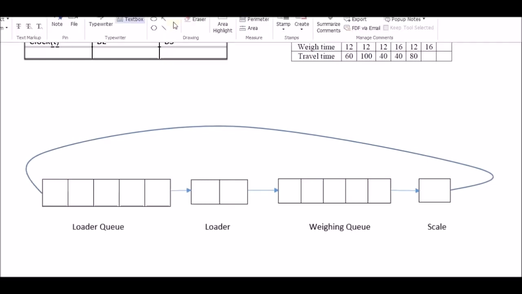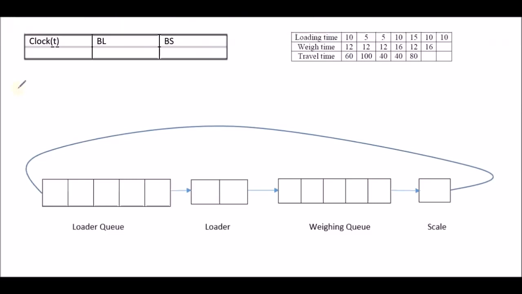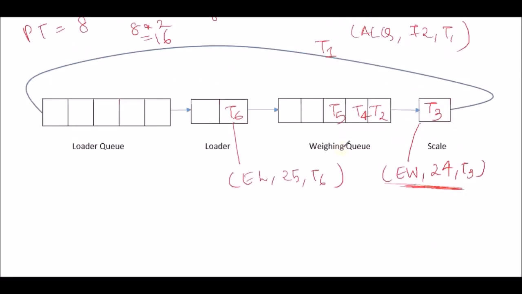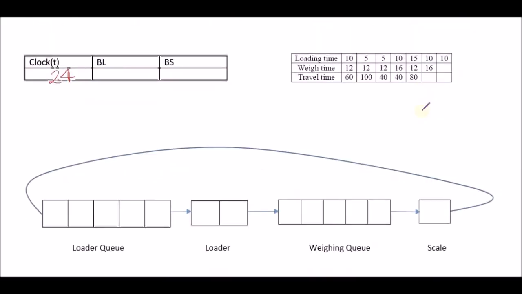So with 24, what are the changes that are going to occur? So let's write down 24 first. So over here 24, and the event that's going to occur is that this particular truck is going to finish scaling. So it's going to move out and it's going to join this T1 where it's going to arrive at loader queue. And then this is going to take this place. And then this is going to remain the same, and these 2 things are also going to remain the same. So the only thing that's going to happen is this is going to move out and T2 is going to take place of T3. So let's write that down.